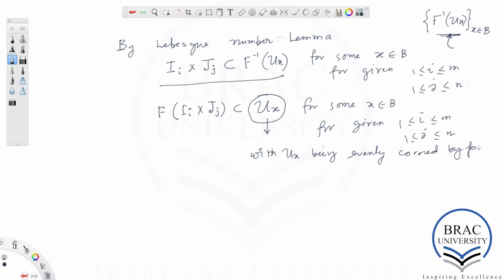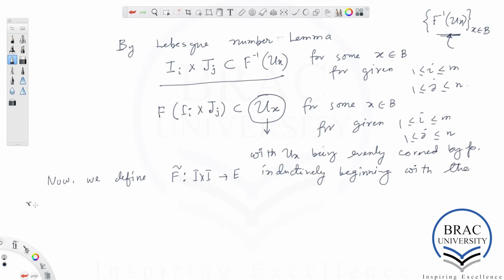Now it's time to define f tilde. Now we define f tilde from I cross I to the covering space E inductively, beginning with the rectangle I1 cross J1, which is the first rectangle situated at the corner, at the left hand corner.